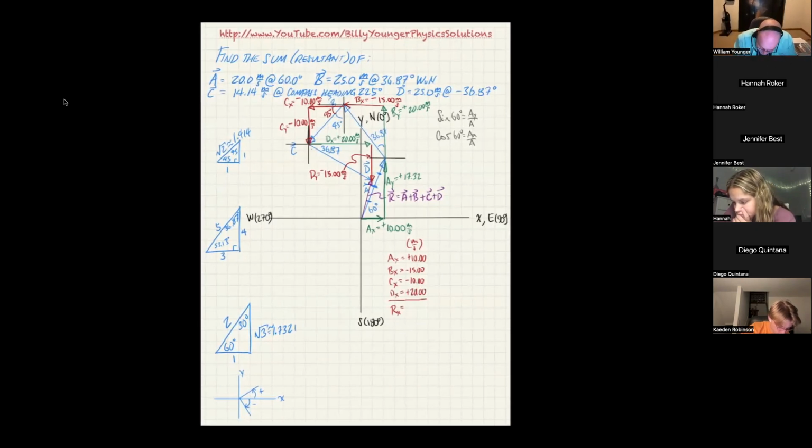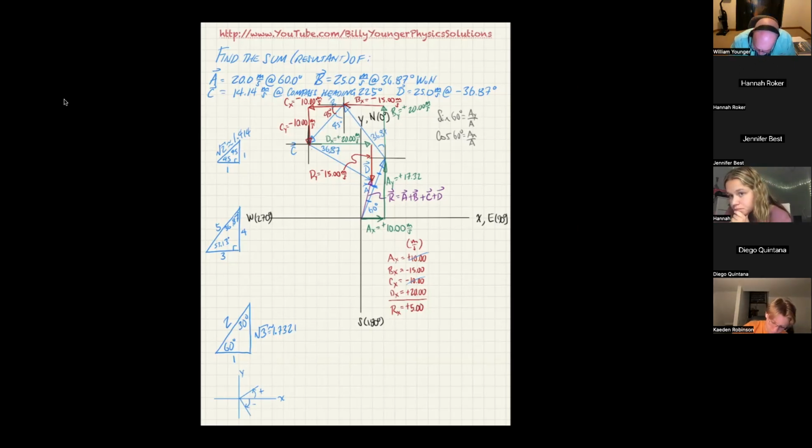You can see that the negative 10 and the positive 10 cancel out. So I just get 20 minus 15 is 5. So I'm going to write this as positive 5.00. So that's the resultant x component.